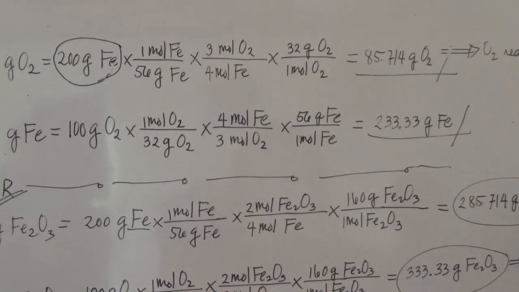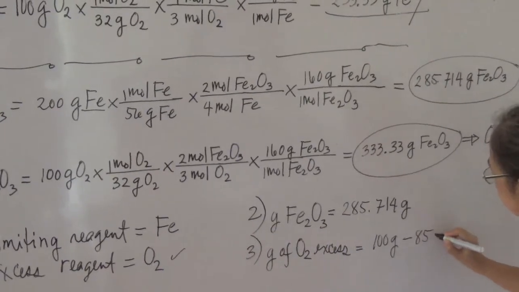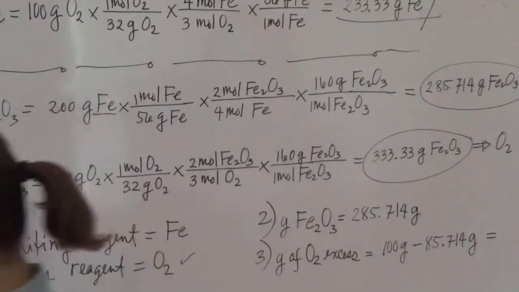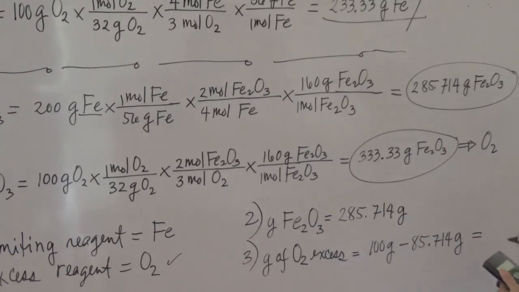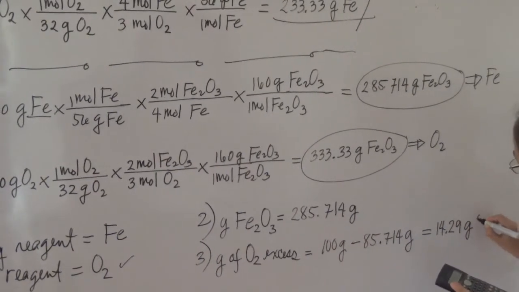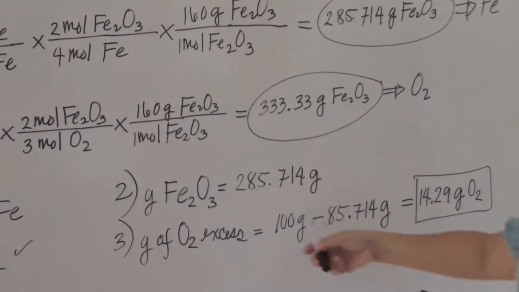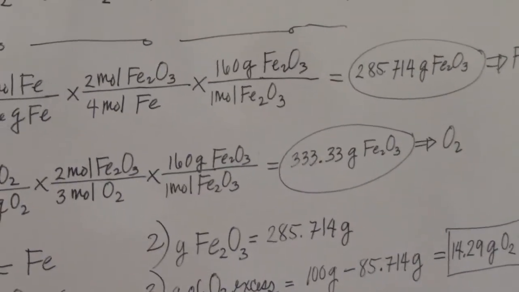Since the available amount of oxygen is 100 grams minus the amount of oxygen reacted, which is 85.71 grams, the difference is the excess amount. So you just get the difference: 100 minus 85.71. So the excess amount is 14.29 grams, rounded off to 2 decimal places. So this is the excess amount of oxygen. Okay? And this is the amount of the product produced. Okay, study the video, and if you have questions, ask them next meeting.